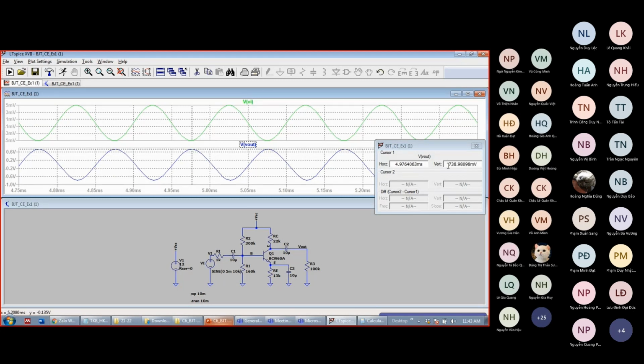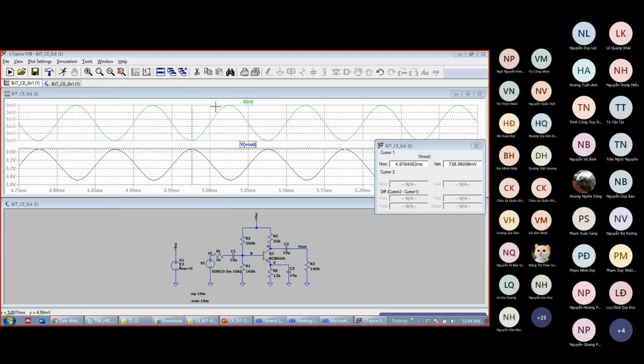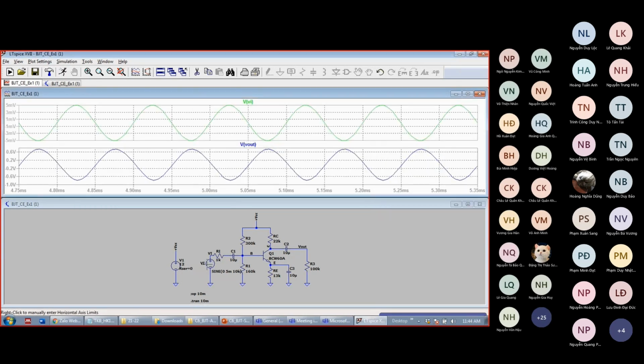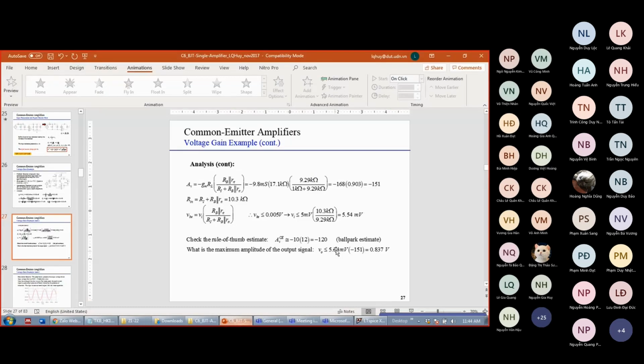Okay, to verify, its amplitude is 739, and divided by the input of 5, so the gain is still around 150. Okay, so what happens if the input signal is too large? For example, it's not 5 millivolts, but it's 100 millivolts, for example. Okay, so we violate the small signal condition.